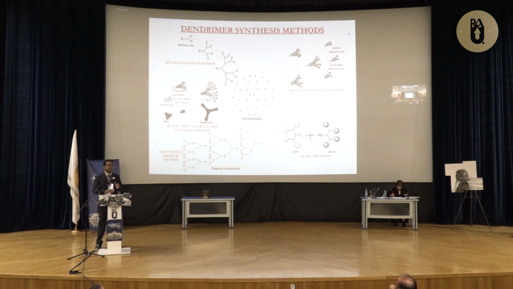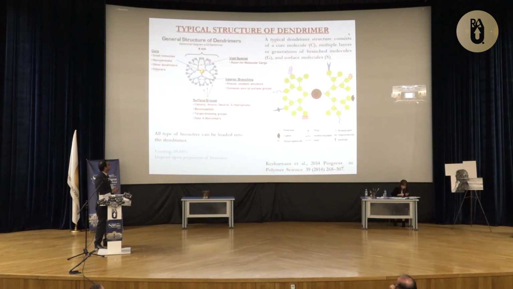What is the divergent method? In the divergent method, we start from the core and grow further to increase the generation. This is the typical structure of a dendrimer. You can see there is a core. Dendrimer has mainly three parts: first is the core, then the branching unit, and then the surface peripheral amine groups. Inside the core, it is very hydrophobic in nature, and the periphery is made up of peripheral amine groups.